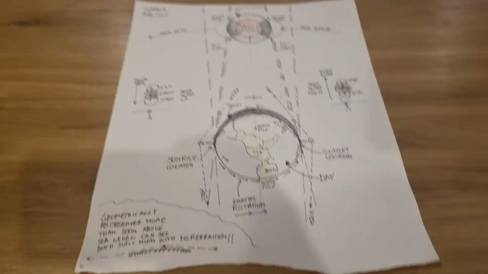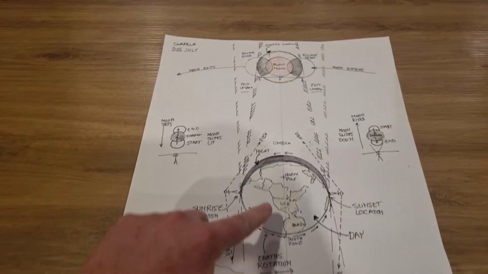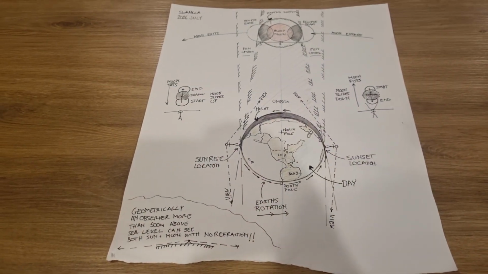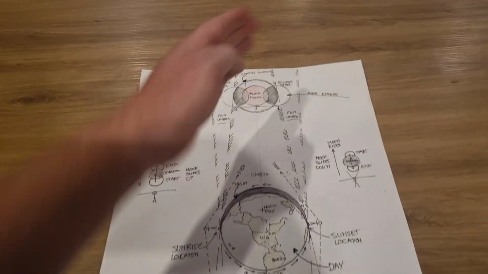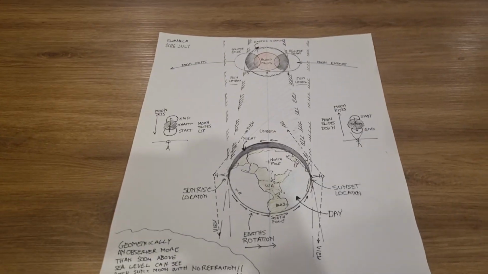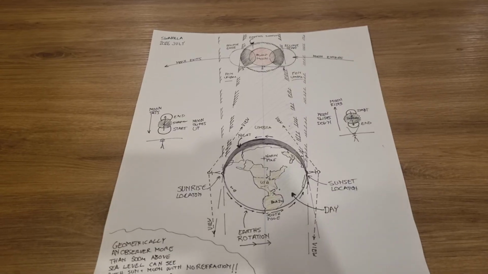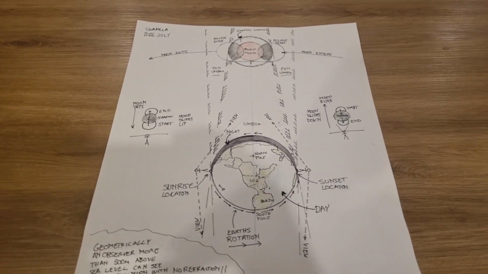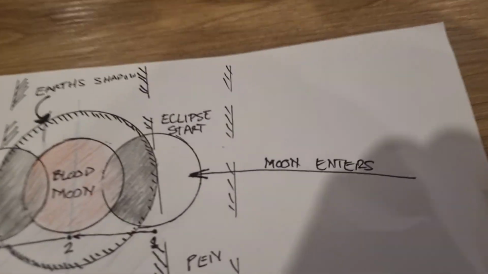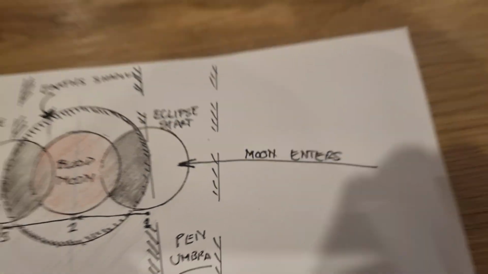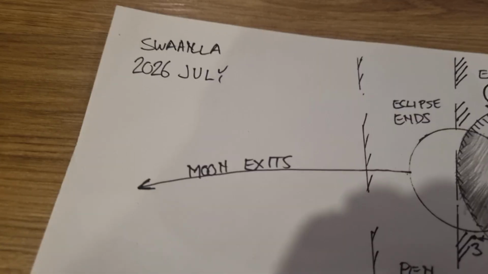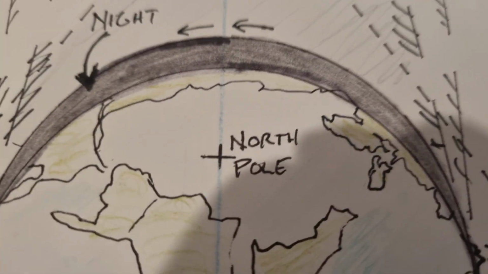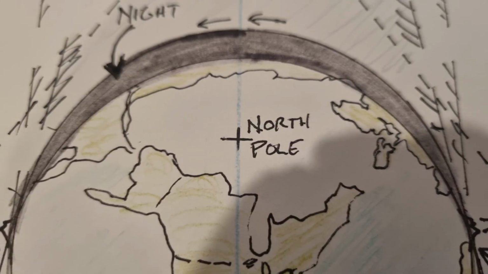So for starters, as you can see here, I've drawn a blue line straight down the center. The whole idea is that if the sun is where we are and the earth is in the way, then the moon would be directly in alignment, and that's how an eclipse happens in the first place, right? Now, I've drawn over here that the moon enters from this side, and the moon exits on this side. This is from the point of view that this is where the North Pole is.